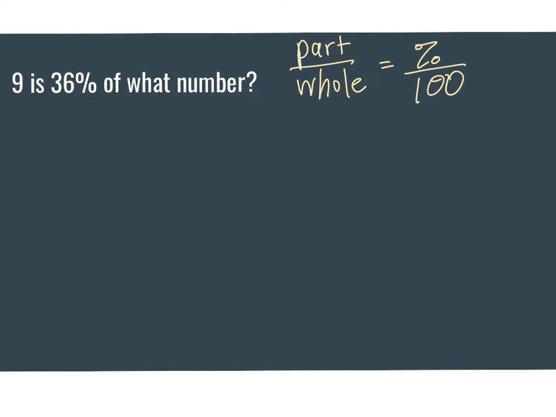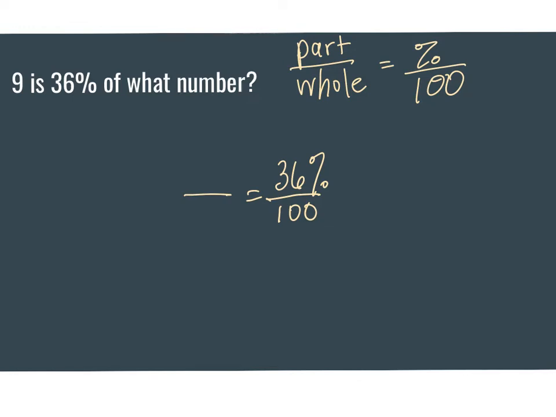So we have our formula, part over whole equals percent over 100. Let's plug in the parts that are simple. We know the percentage, 36% over 100. So we need to take a look at our second fraction: are we given the part, the numerator, or are we given the whole, the denominator?